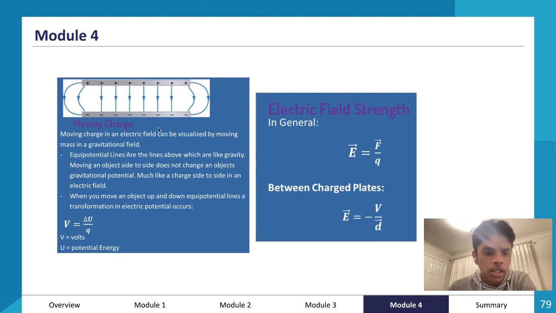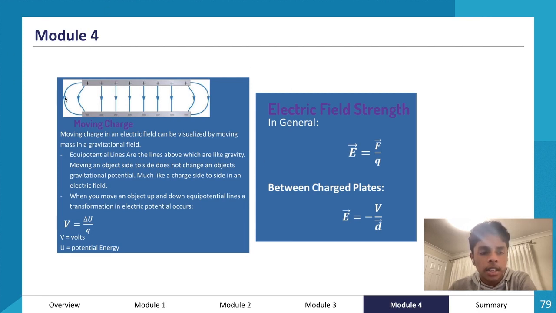So let's look at a moving charge now. A moving charge in an electric field can be visualized by a moving mass in a gravitational field. So what that means is, let's take a proton moving through this electric field, right? So let's ignore gravity now. There's no gravity in the system, only a proton moving like this.